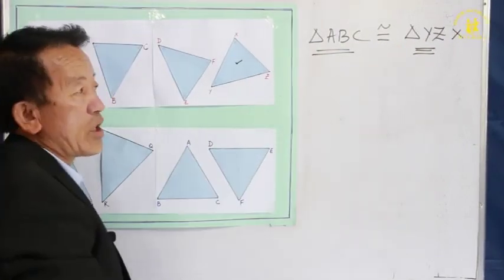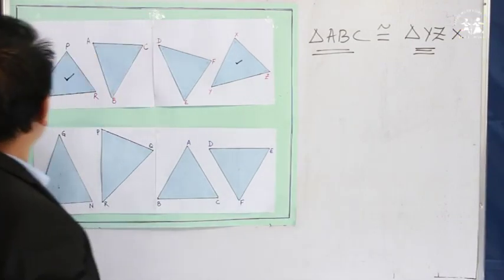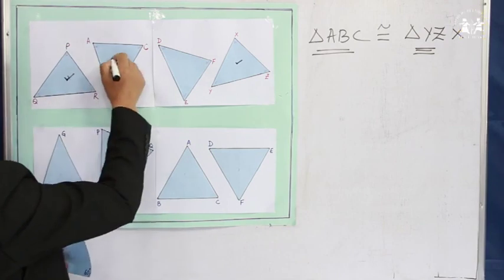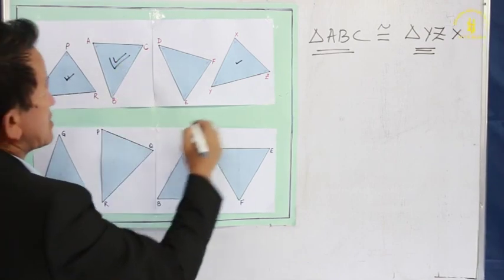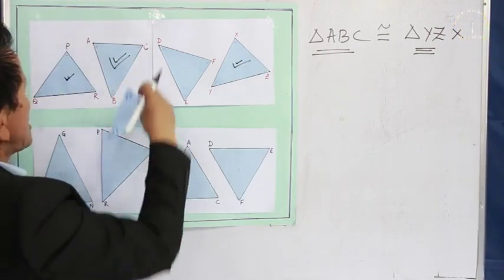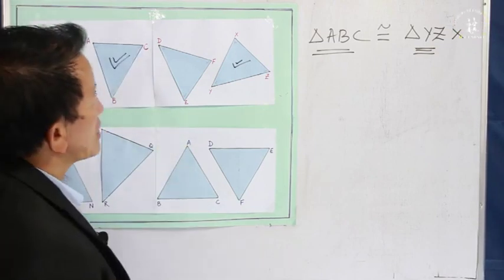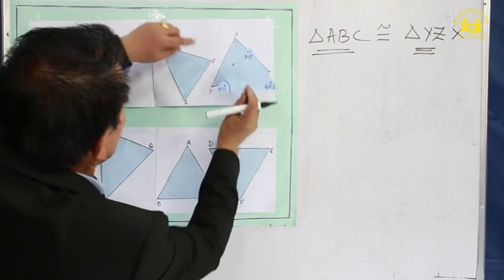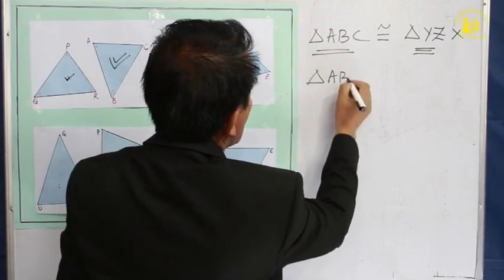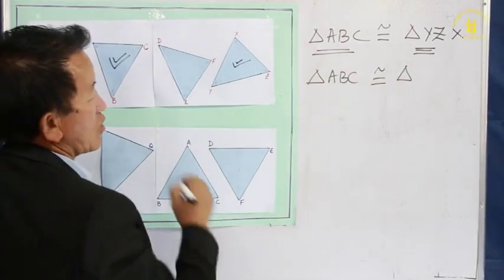This is not the proper way. I check the angle A and the angle Y. Angle A, in these two triangles, triangle ABC and this triangle. So in ABC, angle A is 70 degrees, and the corresponding angle is 70 degrees, so triangle ABC is congruent to triangle, the corresponding angle is X.